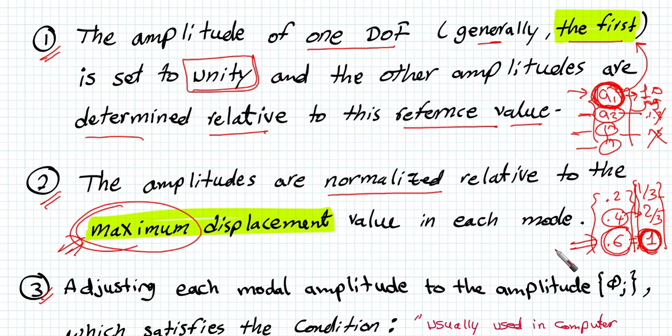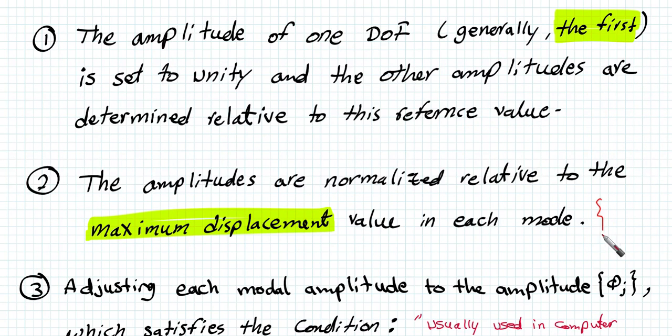If we have, for example, something like this, here 0.6, here 0.2, here 0.4, this means that if we normalize it using the second method, it's going to be 1 here, 1/3 here, and 2/3 here. So this means that the maximum amplitude is found in the first degree of freedom.